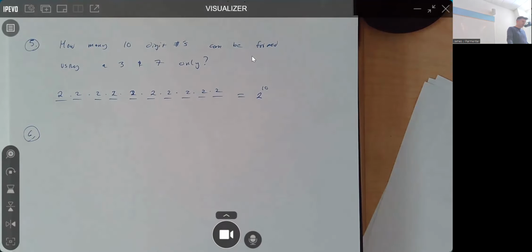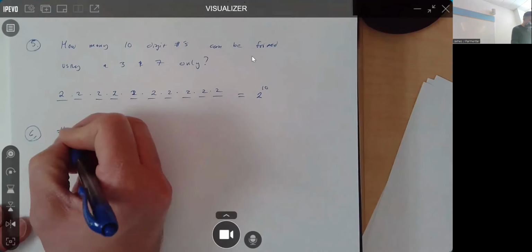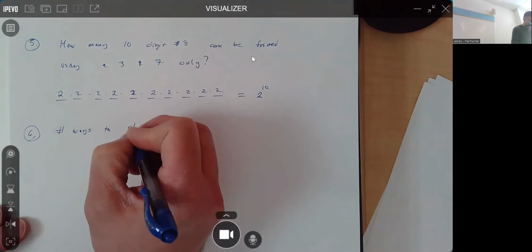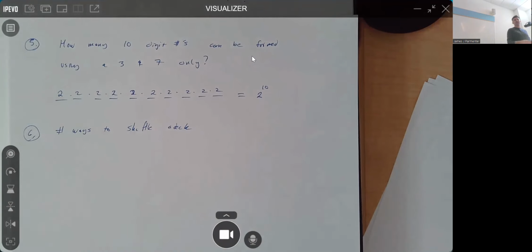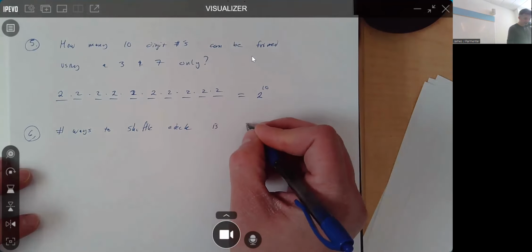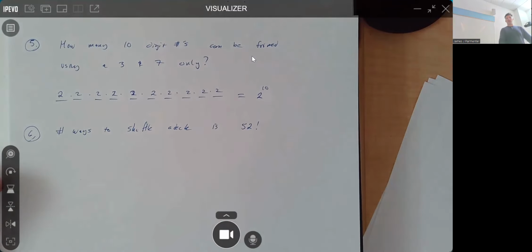In how many orders can a deck of 52 cards be shuffled? Well, every card is different, right? So any different way of ordering them is going to be counted as different. So there's 52 choices for the first card, 51 choices for the second card. So the number of ways the cards can be shuffled is 52 factorial. This is a very common number that comes up in probability because we talk about shuffling cards in the deck.